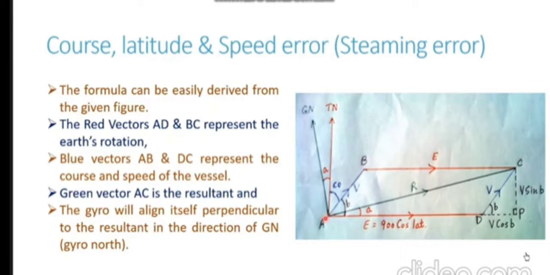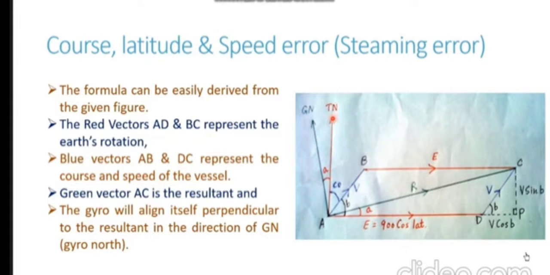We can see this gyro north vector in our diagram. This is the gyro north in this particular case. Now we know the true north direction is perpendicular to easterly direction. The red color vector represents the easterly direction, alpha to delta. So if we draw a line perpendicular to it, you see a perpendicular line is drawn. This line represents the true north.